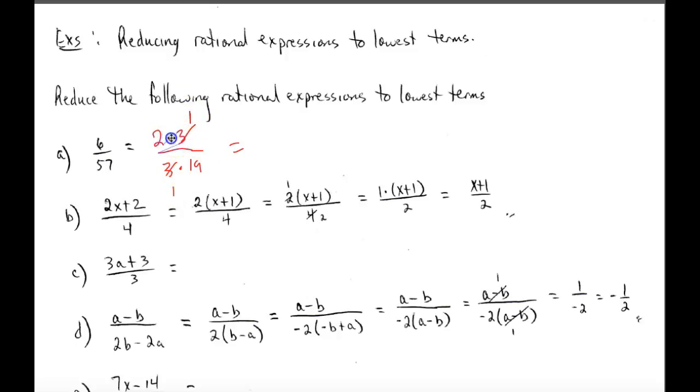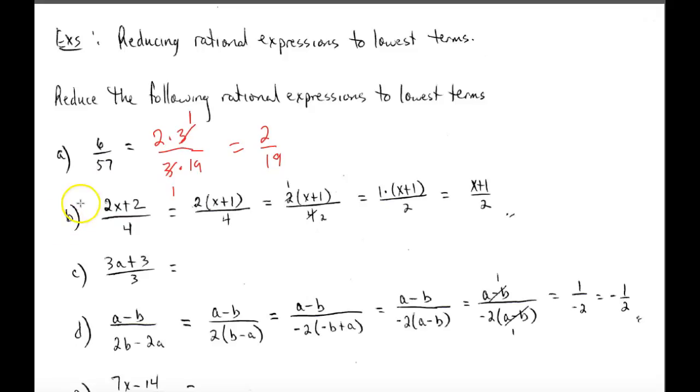And notice how we have multiplication here. And hence that's why I'm able to reduce. And so now from here I just have 2 times 1 is 2. 1 times 19 is 19. And that's what the reduced fraction is.